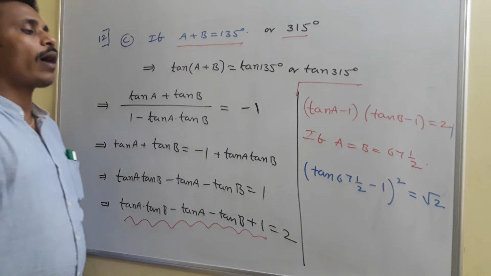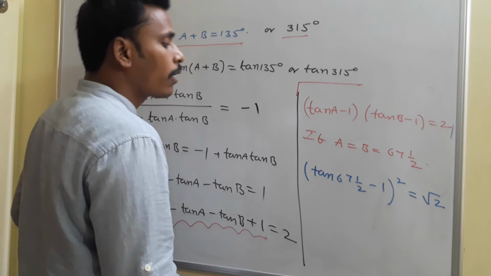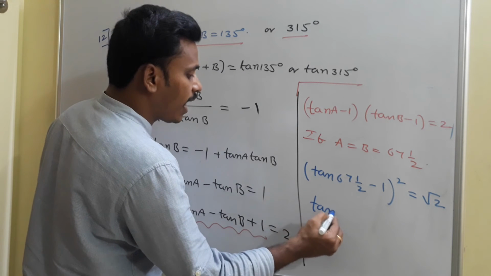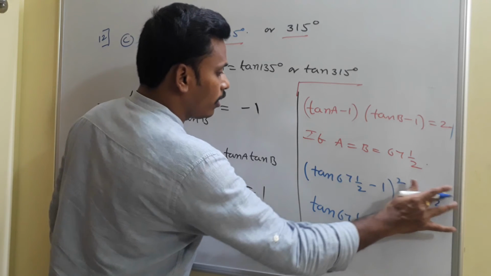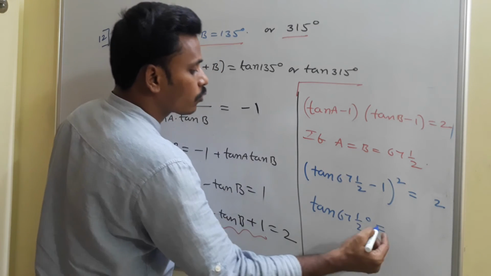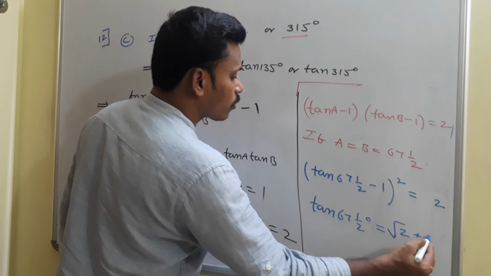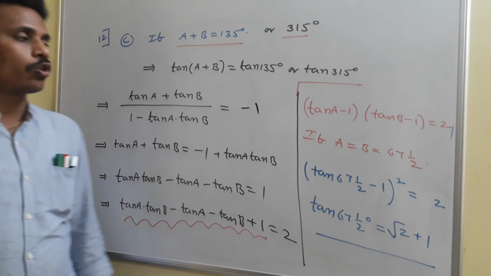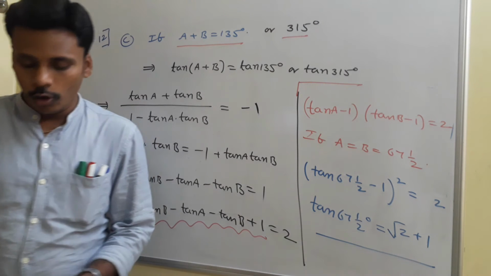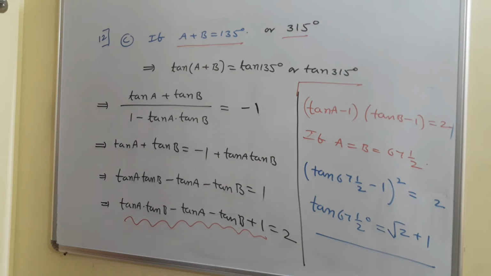Yeah, from there we need to identify the value of what? Tan 67 and a half. So tan 67 and a half degrees is equal to, this is 2 actually. Yeah, 2. And if you send the square to the other side, it becomes root 2 plus 1. So tan of 67 and a half degrees value is what? Root 2 plus 1. Just have a look once again. If the sum of the angles is either 135 or 315, we have these types of relations.